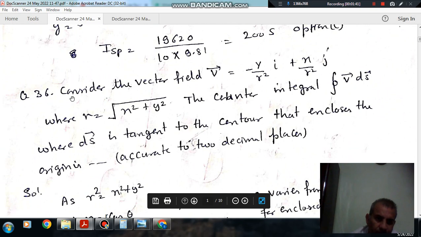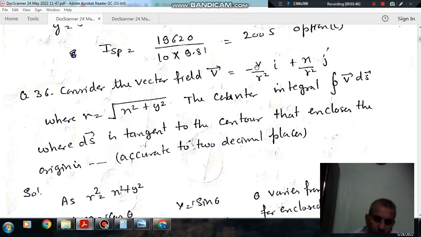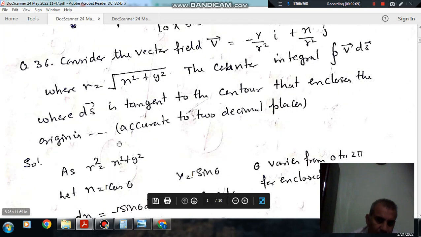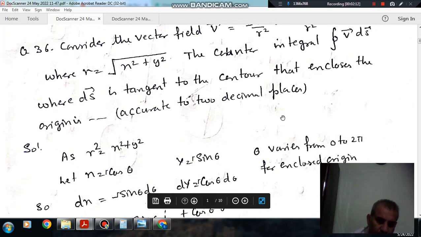Next, consider the vector field V equal to minus y by r square i plus x by r square j, where r is root of x square plus y square. The contour integral of V dot ds, where ds is tangent to the contour that encloses the origin, is equivalent to 2 pi.